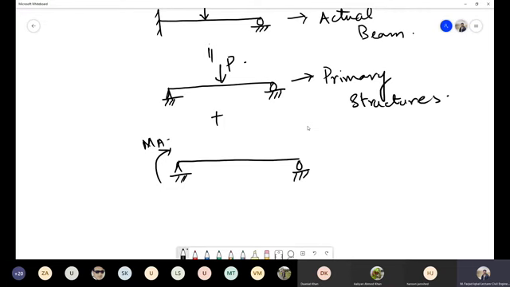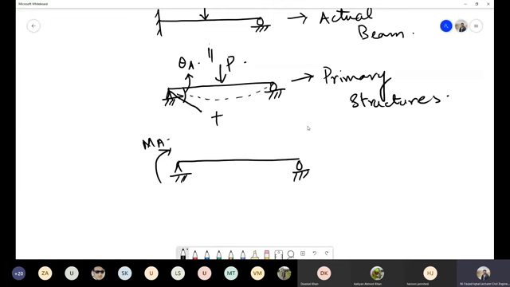Now, look at this primary structure again. In this one, the deflected shape of the beam will be something like this, and at this end we will have a rotation, theta A. Now in this one we have applied this MA.